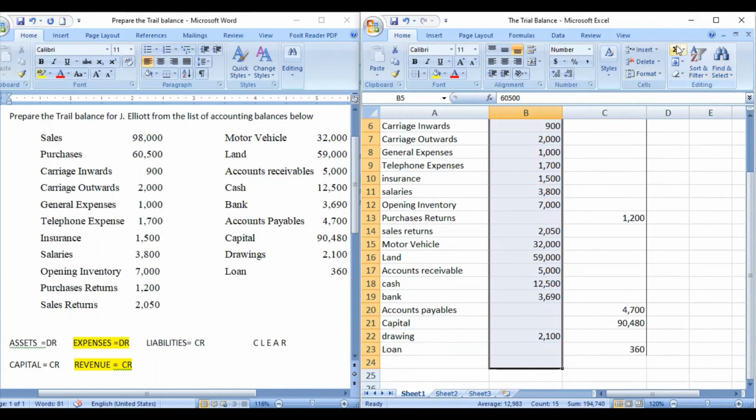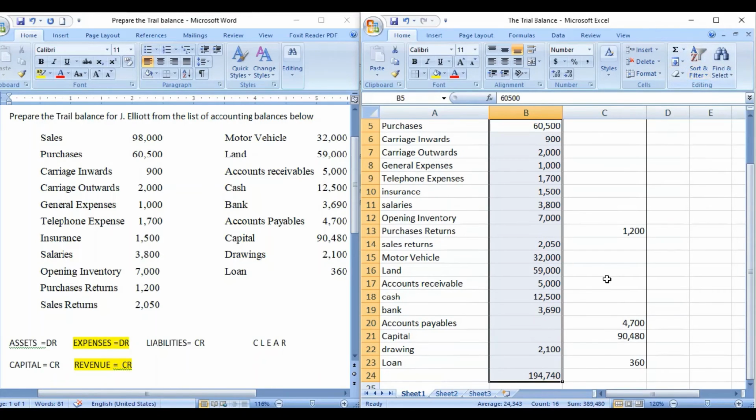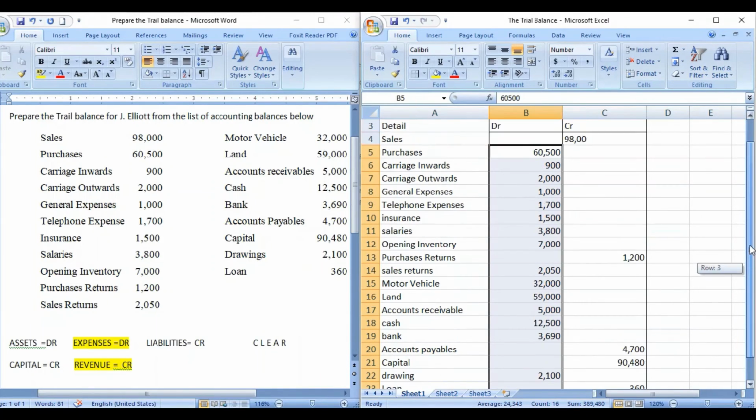Here, auto sum, quick check up. And we have 194,740 for the debit side. So we are going to go to the credit side now of the account. Our sales should have another 0. So quick check here, realize that we forgot to put one of the 0s. It should be 98,000 instead of 9,800. All right. So we know that simple errors like that can cause your trial balance not to agree. So you make sure you double check to ensure that you would have entered all the figures correctly.